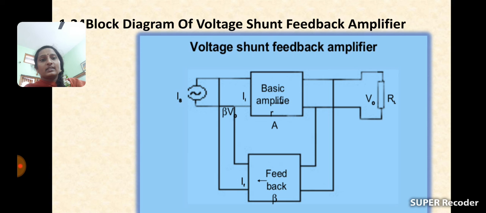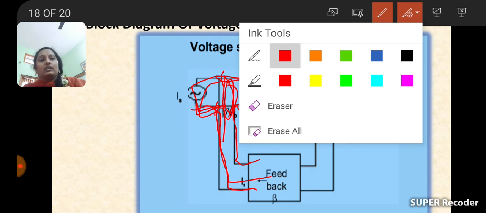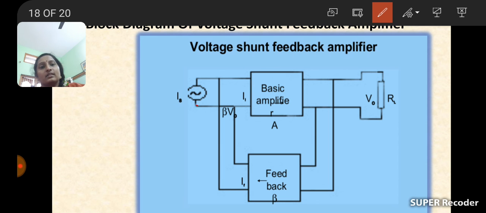In voltage series, the connection is directly connected here, not here. Series means it is connected to one terminal and disconnected from the other, and this connection is open. This terminal is connected to this one, and this terminal is directly connected here. That connection is called series. But in a parallel connection, the first terminal is connected to the first terminal and the second terminal is connected to the second terminal. So this is the only difference between voltage series and voltage shunt feedback amplifiers.